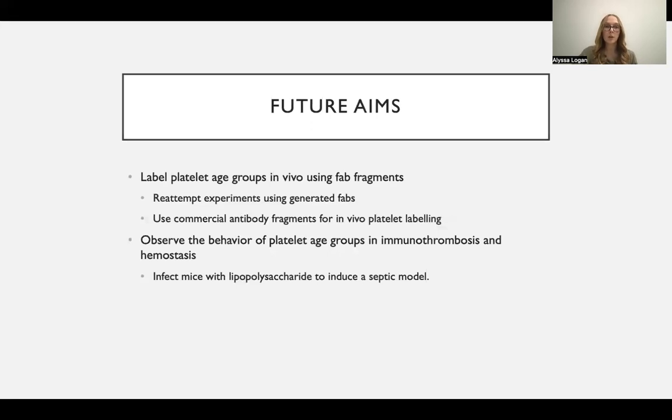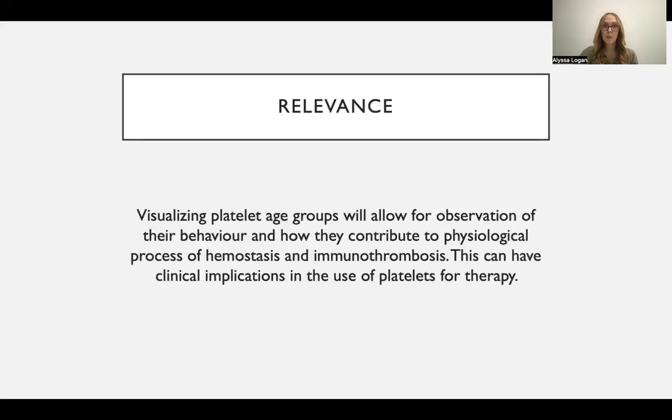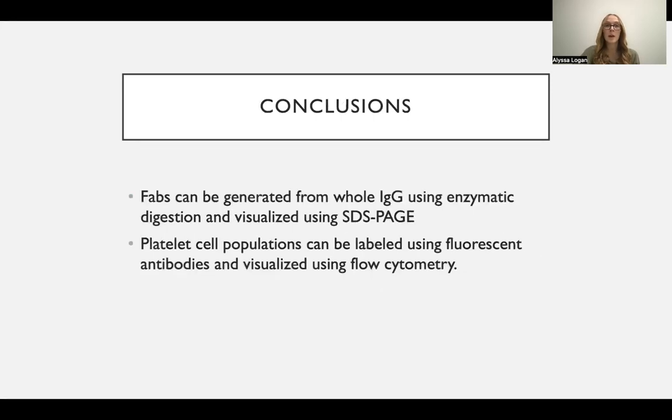The future aims of my project are to label platelet age groups in vivo using the Fab fragments and to observe the behavior of platelet age groups in immunothrombosis and hemostasis. This can have clinical relevance for the application of platelet therapies because young and old platelets could specifically be applied to instances of hemostasis and immunothrombosis. I conclude that Fabs can be generated and visualized using an SDS page, and that platelet populations can be labeled and visualized using flow cytometry.